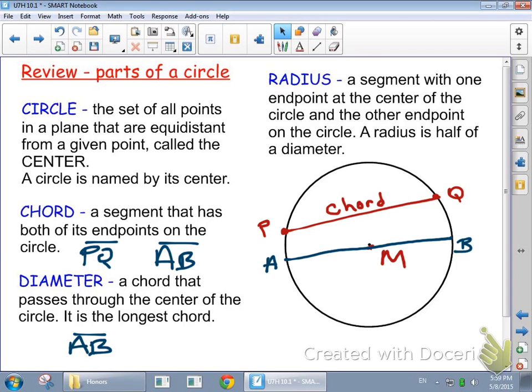A radius is a segment with one endpoint at the center of the circle and the other endpoint on the circle. A radius is half of the diameter. So I can draw my radius, MB. I can also draw another radius and call it MX.